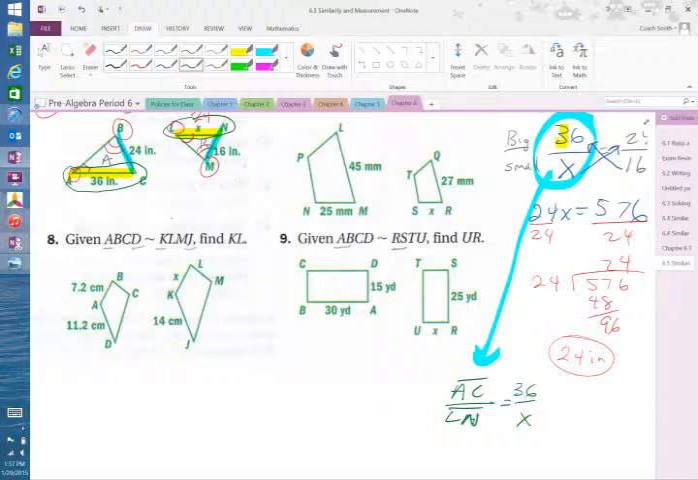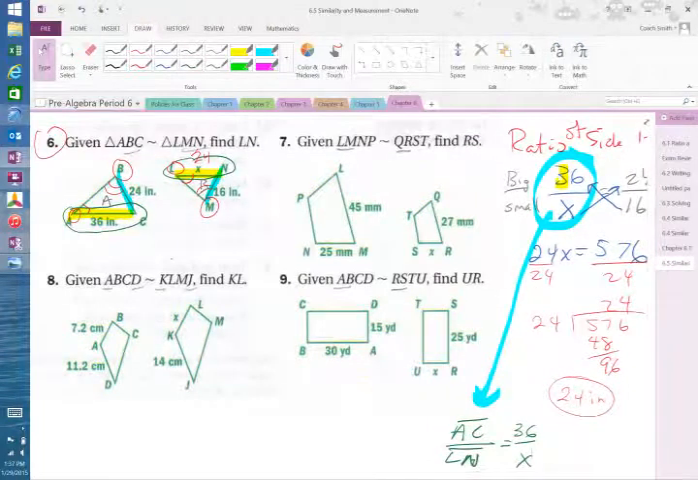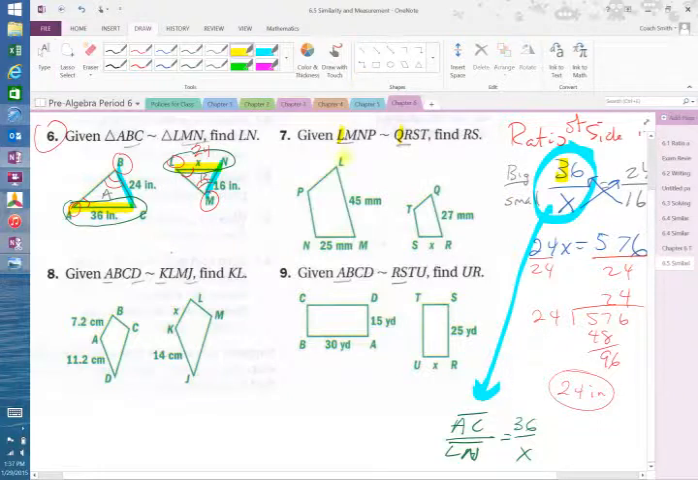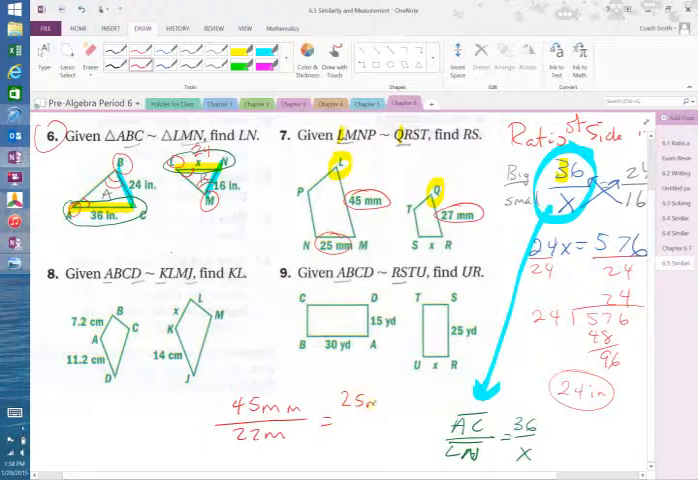So let's try another one. Let's look at number 7. Number 7 says that L and Q, those two, are the same. So basically these two figures are set up the same way. The first one's just larger than the second one. But as far as the sides go, the sides are exactly the same. So this side here is that side there. This side is that side. So that means when I set up my problem, all I've got to do is this. 45 millimeters over 27 millimeters is equal to 25 millimeters over X.